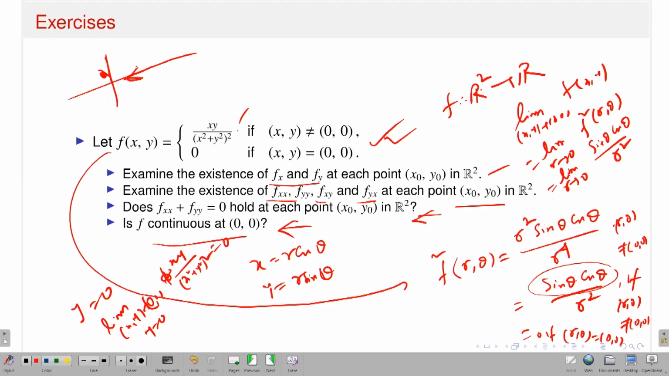Okay, that's the first one. And if I come along y is equal to x, then what will happen? Consider the limit as (x,y) goes to (0,0) with y equal to x. Will it give something? Let's see. So this is xy divided by (x square plus y square) whole square, the limit as (x,y) goes to (0,0) with y equal to x.